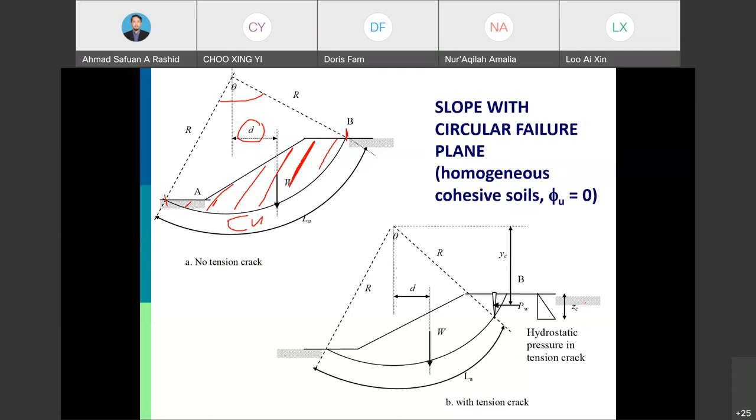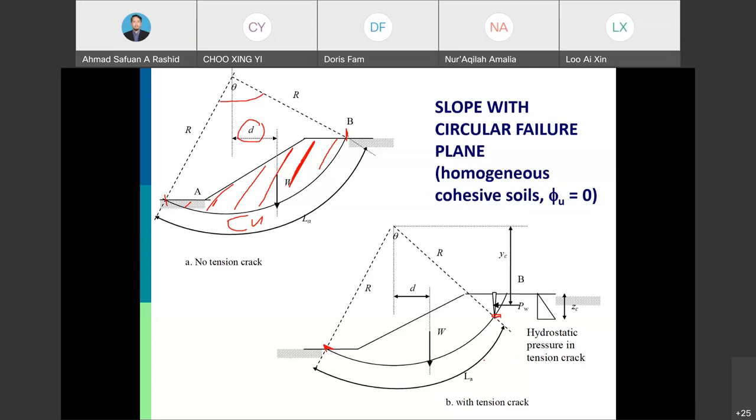So it creates another driving moment. So we have two driving moments here. The first is from the slope structure itself, and the second one is from the hydrostatic pressure. Due to that, the resisting moment will be reduced, whereby the effective length starts from here to the end of the tension crack.